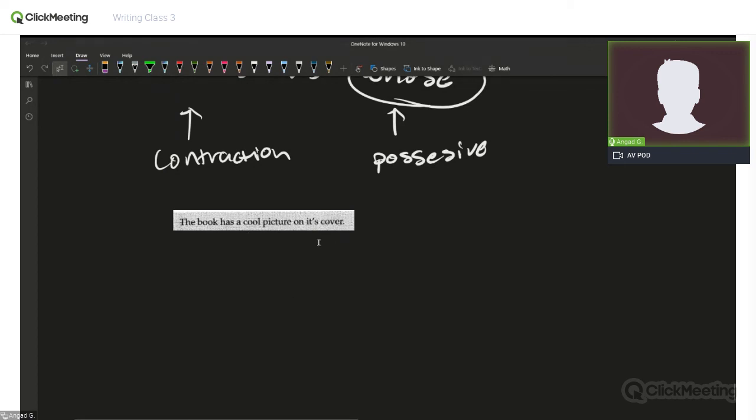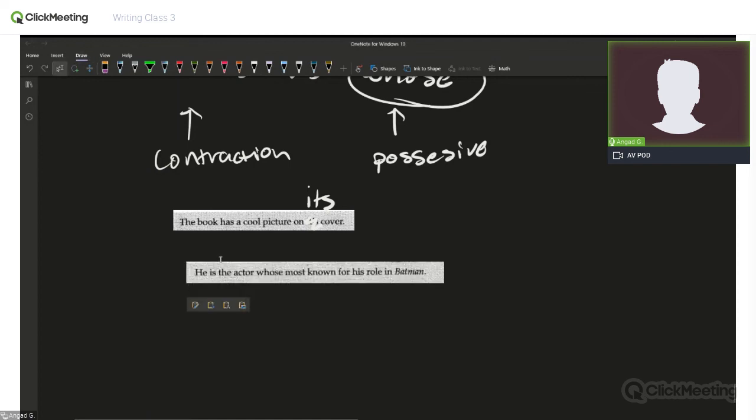So the book has a cool picture on it's cover. We would get rid of this and change it to its, right? Because it's that cover. It possesses that cover. So it's going to use the possessive its. All right. Now we're going to do one more, and then I'll answer Layla's question, because that's actually a very good question.